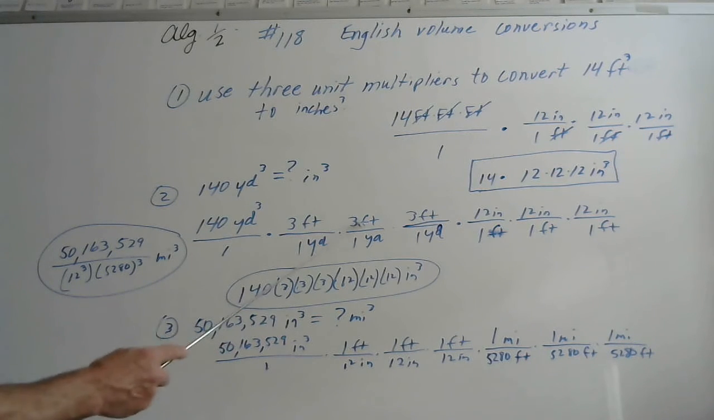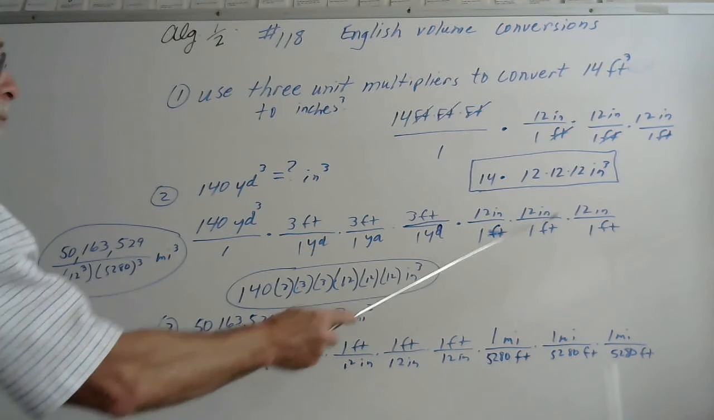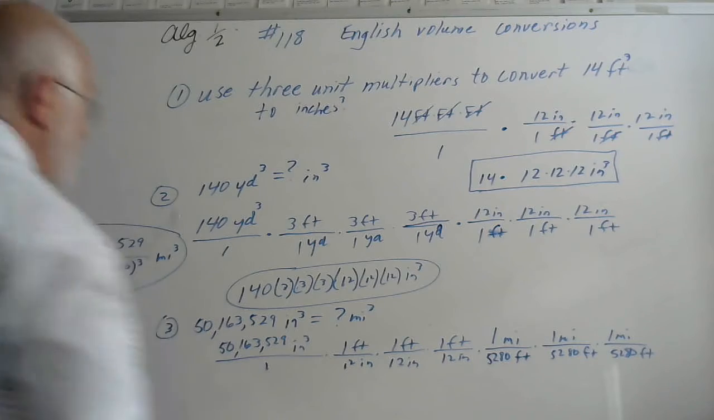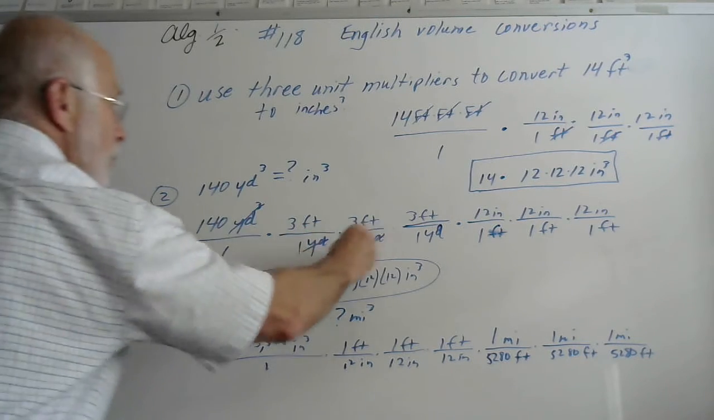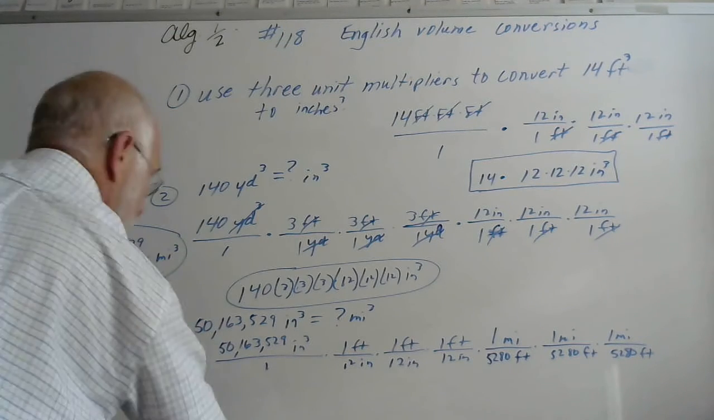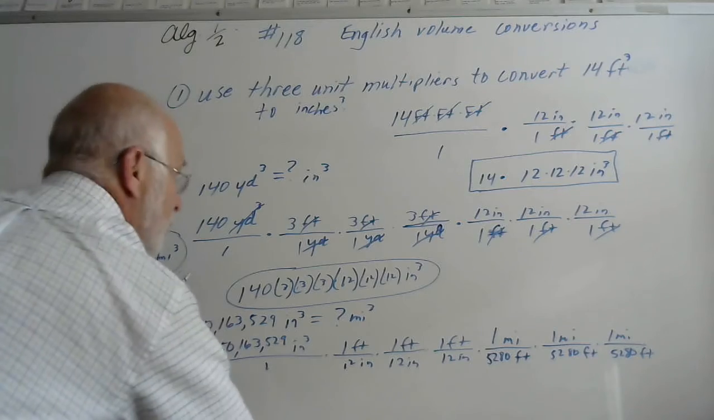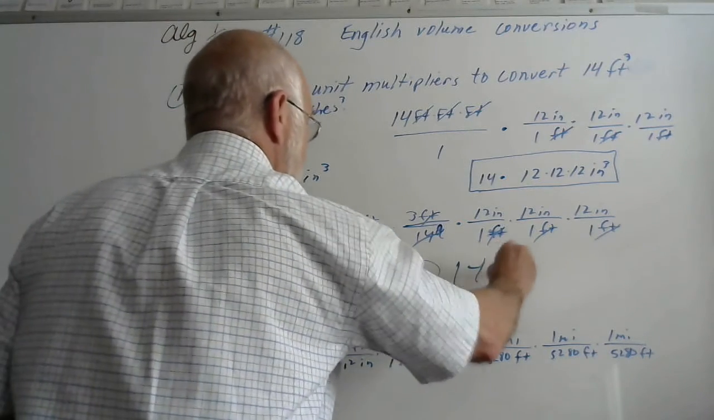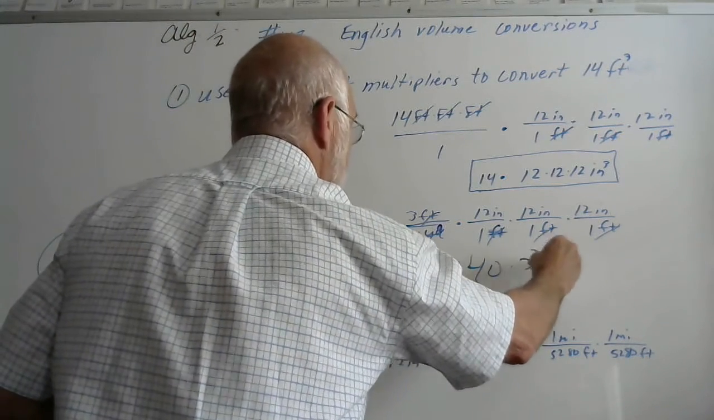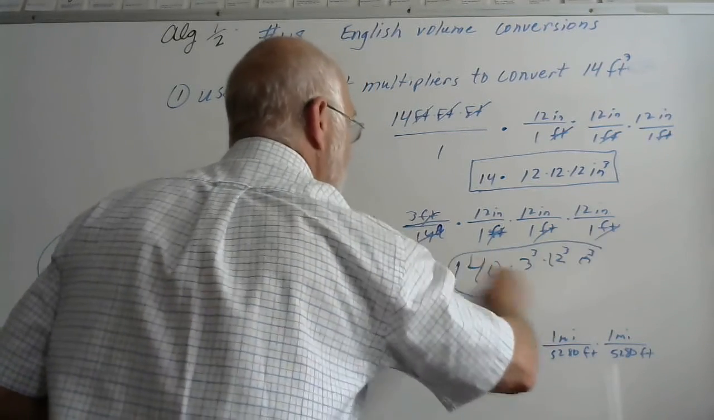I need to get rid of feet now to go to inches, so feet is in my denominator: 12 inches per 1 foot, 12 inches per 1 foot, 12 inches per 1 foot. I start crossing out, and I'm left with my answer, 140 times 3 times 3 times 3 times 12 times 12 times 12 inches cubed. Or I could have written this as 140 times 3 cubed times 12 cubed inches cubed.